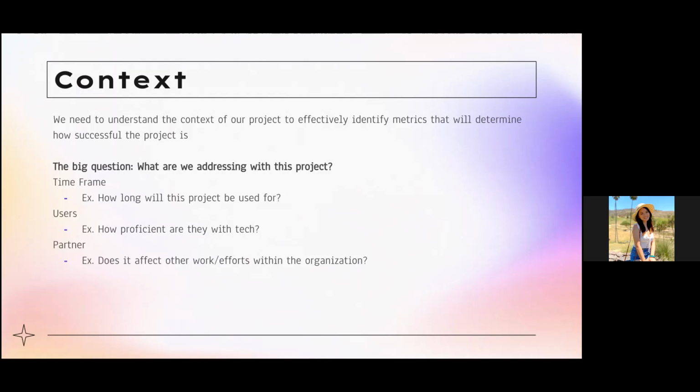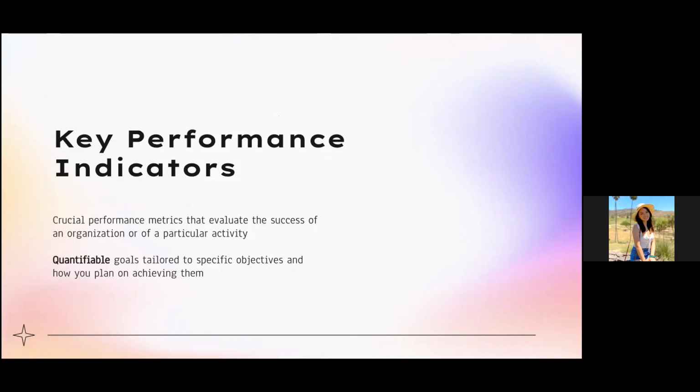And again, there are also many different tools within success metrics that can help gauge the progress of development and how it's being achieved. One of them that we'll be going over is key performance indicators, or KPIs. They are crucial performance metrics that help evaluate the success of a particular activity. So again, it's just another version of a success metric.